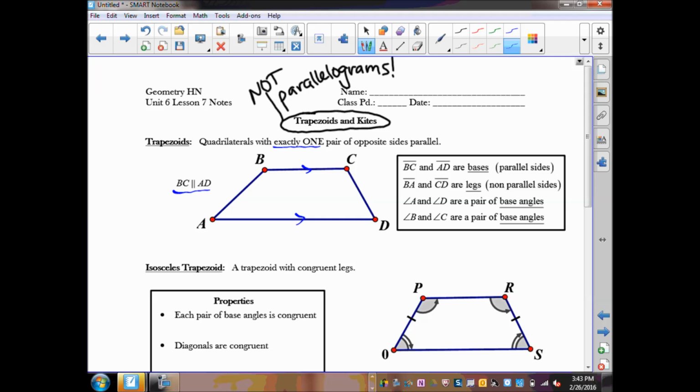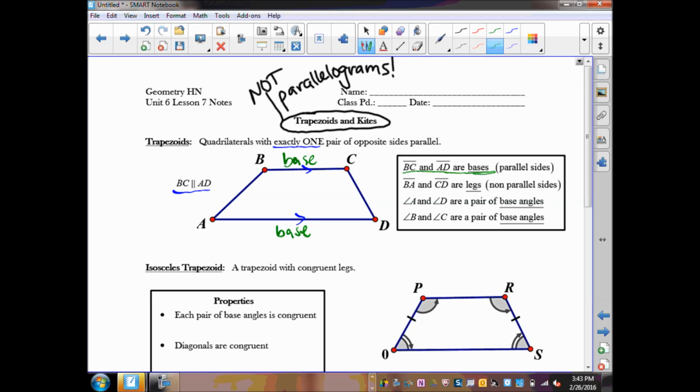Now let's talk about some terminology here. First thing we have are bases. Bases are your parallel sides. So we have BC and AD are bases. So let's write that in. This is a base. This is a base. And as we know, we are all about that base.